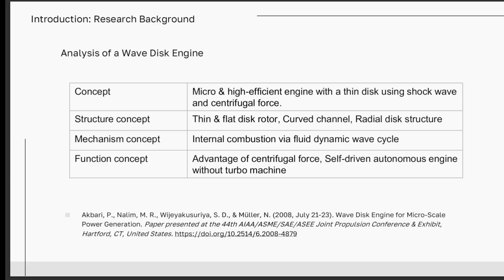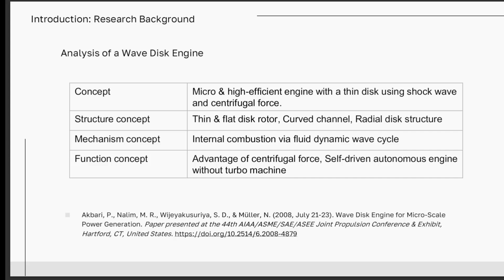The initial concept of the wave disk engine was proposed by Michigan State University. The wave disk engine is an internal combustion engine that compresses and expands the gas using shock waves and centrifugal force generated within the rotor channel rather than a piston compression process or a turbo machine. It aims to provide a microscale, highly efficient mechanical power generation and electrical output.